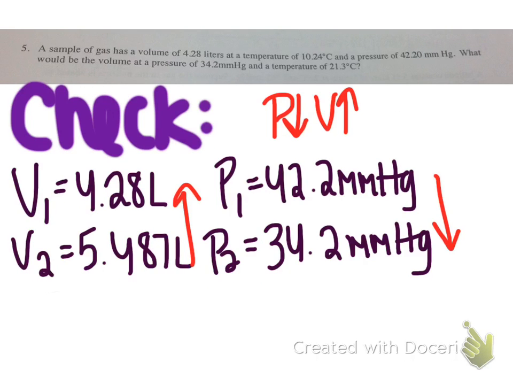The way to check this back over would be, like I explained in the beginning, if your pressure and volume are inverses of each other, then your equation should be right. So we check this by saying our first volume was 4.28 liters and our second volume was 5.487 liters. So the volume went up, and we look at the pressure, and the pressure went down. So the volume went up, causing the pressure to go down, because they're inverses of each other, so you know that you must have done something correct.